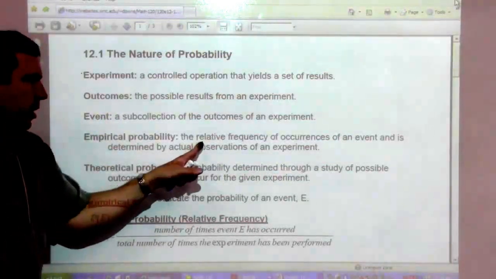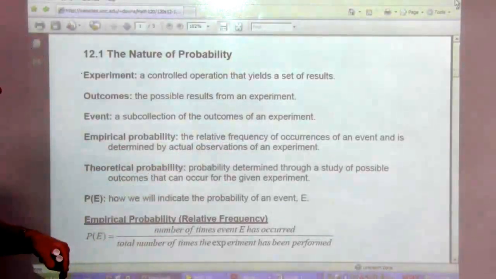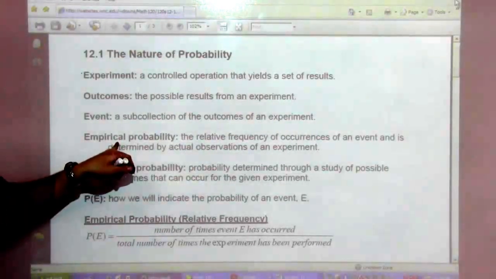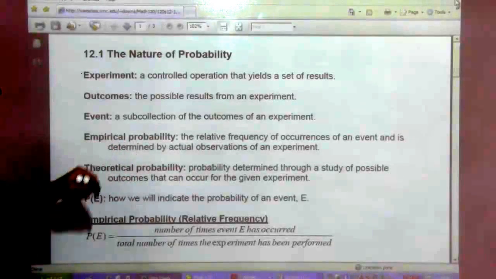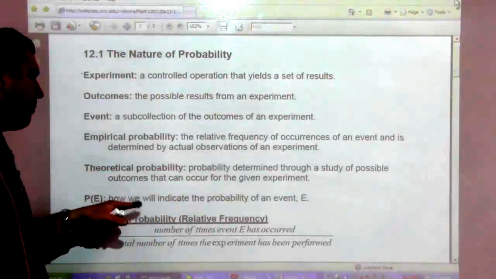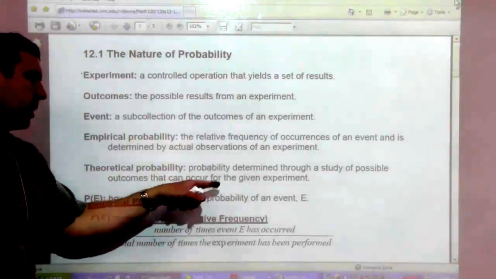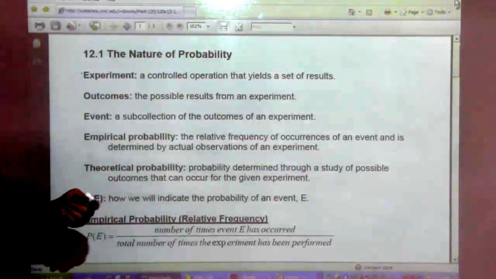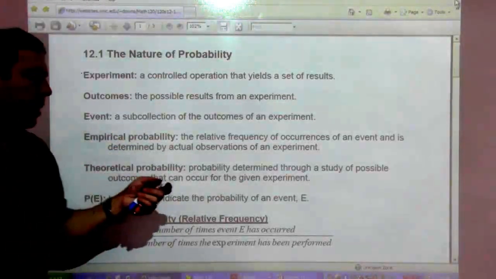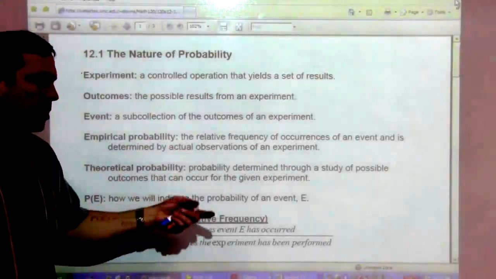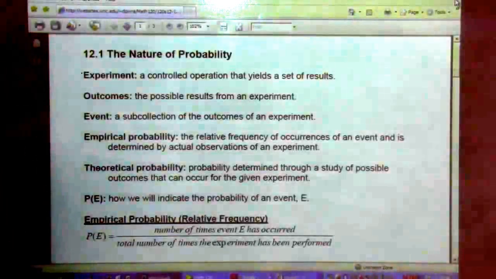Empirical probability is the relative frequency of occurrences of an event and is determined by actual observations of an experiment. That's empirical. It's not theoretical, it's empirical. Theoretical, though, is probability determined through a study of possible outcomes that can occur for the given experiment. So empirical is what you watch happen, like how many times people make an illegal right turn, and you watch that versus the probability of someone doing an illegal right turn.